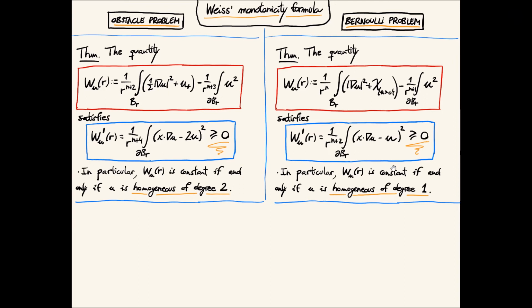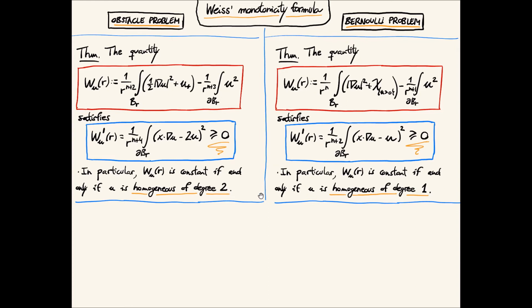And this is constant in R if and only if U is homogeneous of degree 1. This is also an easy exercise: it's constant if and only if the derivative is 0, and the derivative is 0 if and only if this thing inside the square is 0. Then it's an easy exercise to show that this being 0 is equivalent to saying that the function is homogeneous of degree 2 and of degree 1 here. Okay, so this is the Weiss monotonicity formula for both the obstacle problem and for the Bernoulli problem.